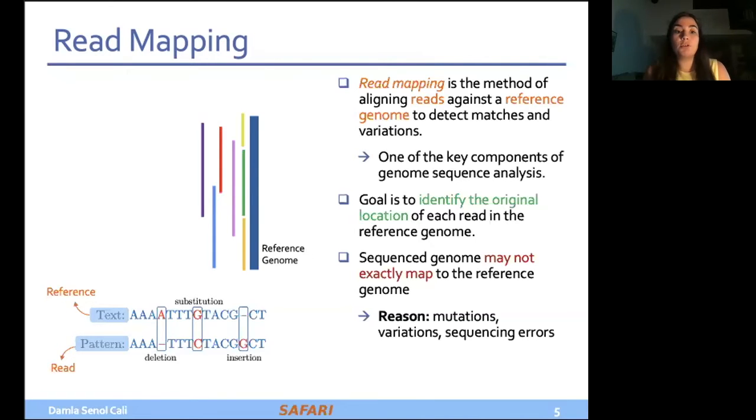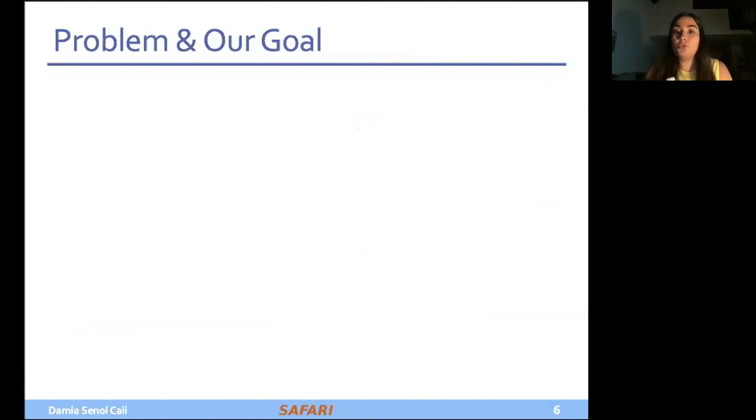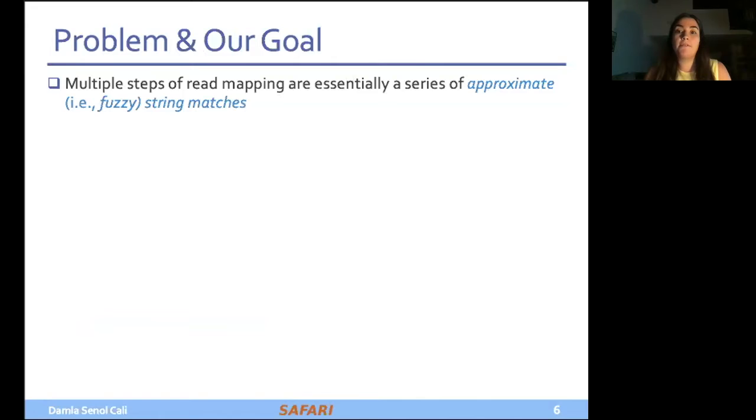So when we look at the left-hand side, we can see that we might observe 3 different types of errors. A base pair can be inserted, deleted, or substituted for another base pair. And in multiple steps of read mapping, we need to account for these errors. And due to their need to account for edits, multiple steps of read mapping are effectively a form of approximate string matching, or ASM, and can make use of existing ASM algorithms.